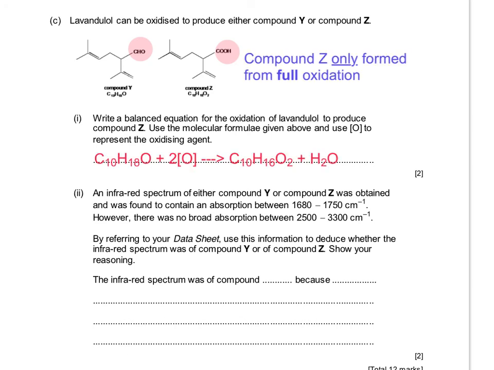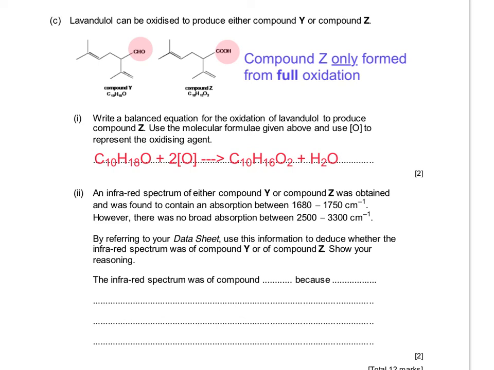Now remembering that carboxylic acids are only formed from full oxidation, not partial oxidation of an alcohol, it has to be 2O and H2O. So 1 mark is for saying 2O, 1 mark is for saying H2O.